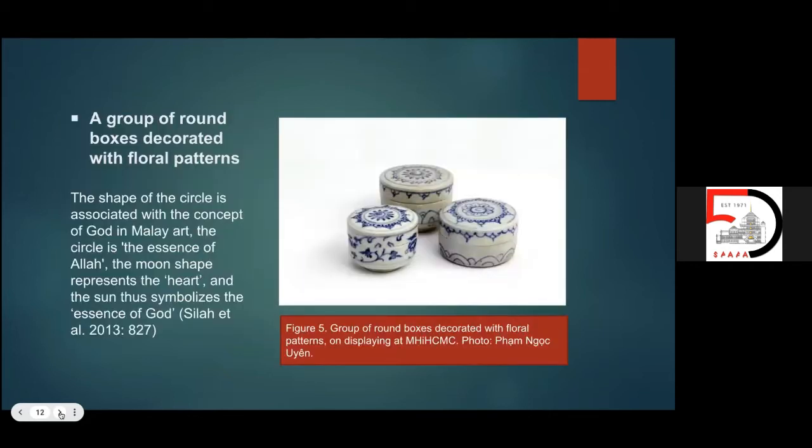Furthermore, a group of boxes decorated with floral buttons also occupies a relative number of the museum collection. The shape of the circle is associated with the concept of God in Malay art. The circle is a sign of Allah. The moon shape represents the heart, and the sun symbolizes the essence of God. The mentioned ideas may explain why blue and white cover boxes were related to circle and square shapes, all of which were rapidly exported to satisfy the Malay world.